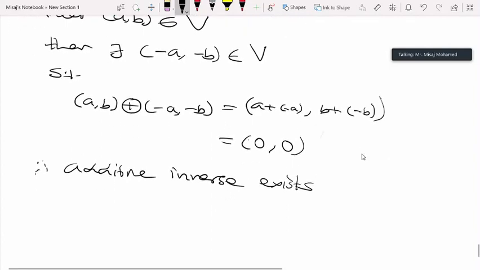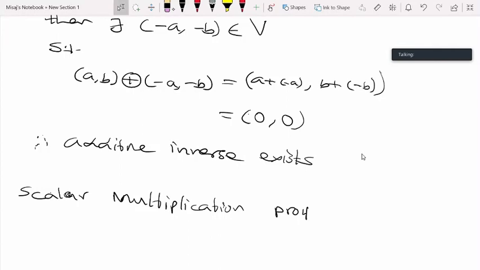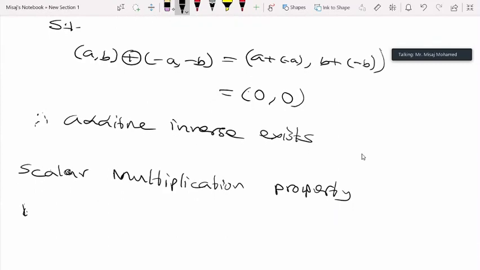What are the next 5 properties? Scalar multiplication properties. Scalar multiplication. First property, what is the first property?